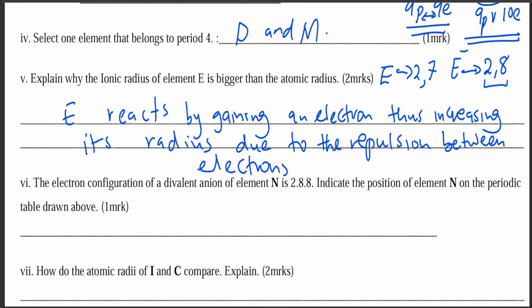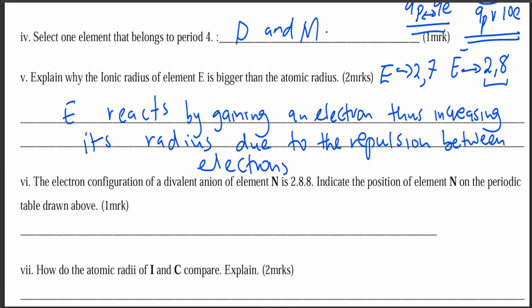Question 6. The electron configuration of a divalent anion of element N is 2,8,8. Indicate the position of element N on the periodic table. Divalent anion means it is like this, N2 minus. So it was 2,8,8, so element N itself gained 2 electrons.